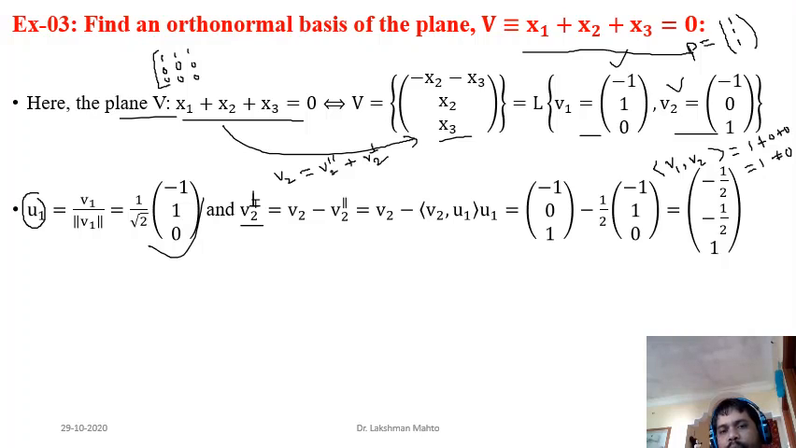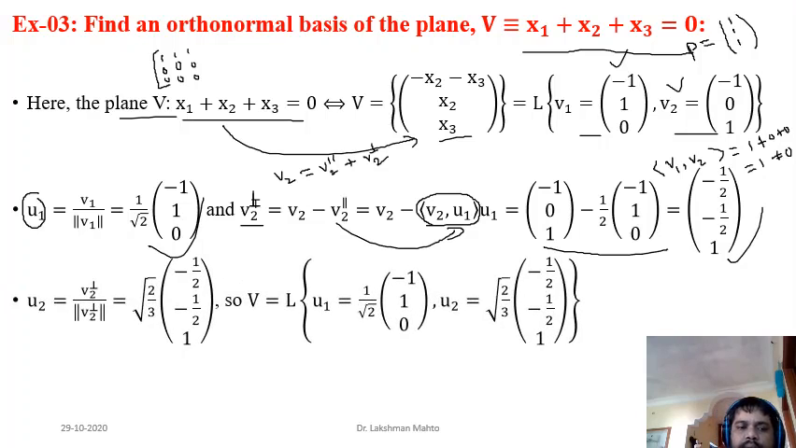Now how do we express V2 parallel? V2 parallel is in the direction of U1, so the direction is already fixed as U1, and we just need to find the coefficient. This one is the coefficient, which we get by taking the dot product of V2 with U1. So we have U1 and we have V2. Doing all the calculations, we find that V2 perp is this vector: the first entry is negative 1 by 2, the second entry is negative 1 by 2, and the third entry is 1.